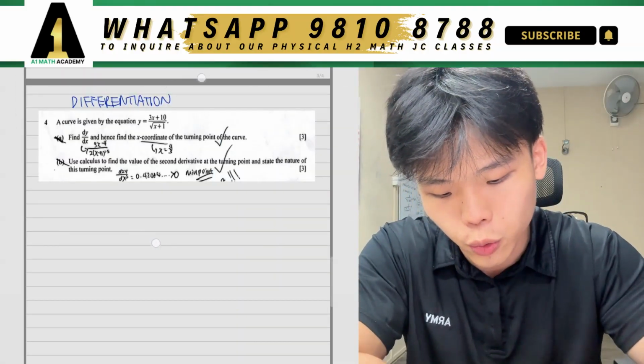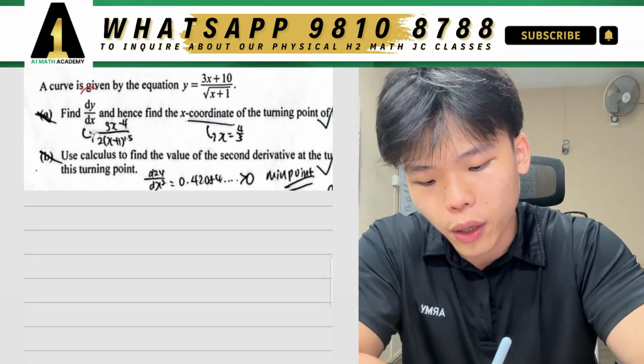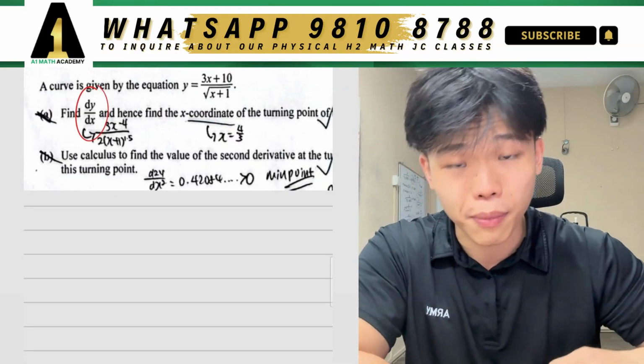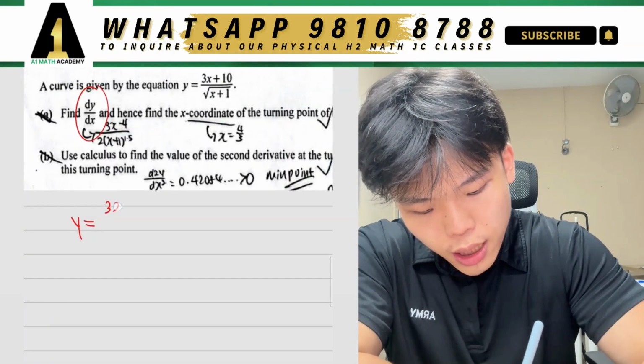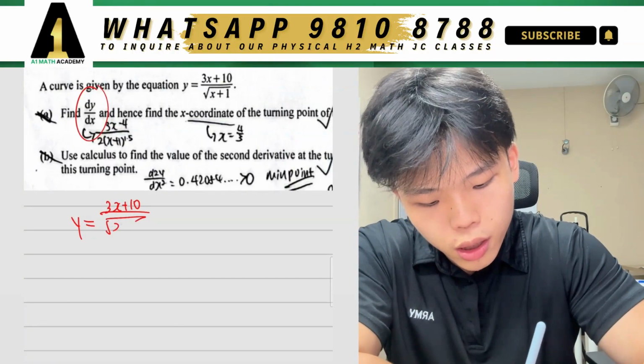Let's just jump right into this question. Okay, so first thing is, they want us to find dy dx, and just don't mind my handwriting over there. So how do we find dy dx? Now, our y is 3x plus 10 over root x plus 1.